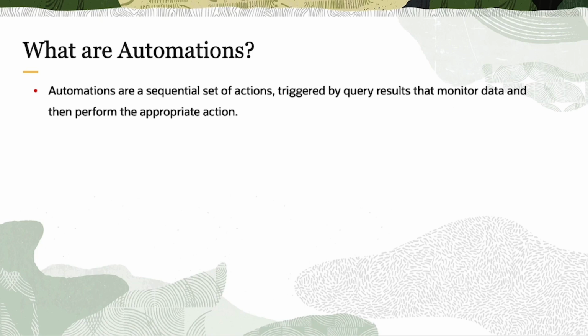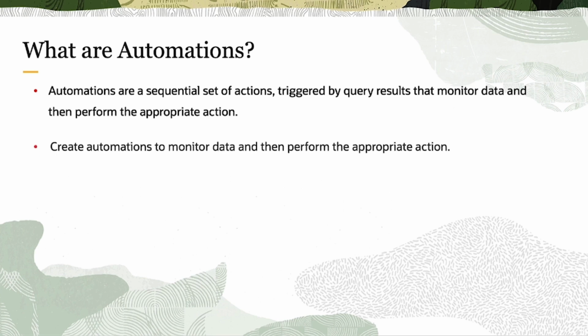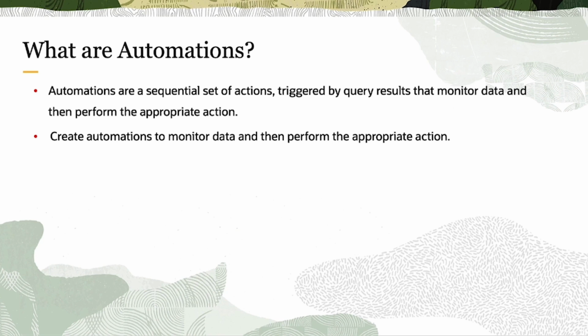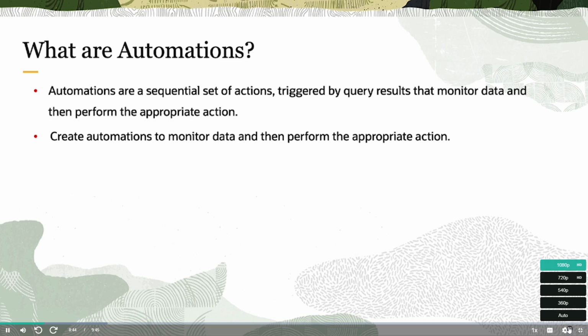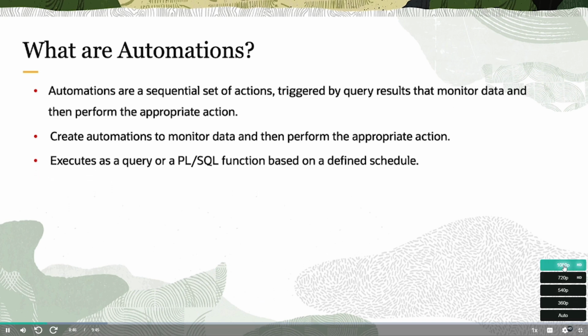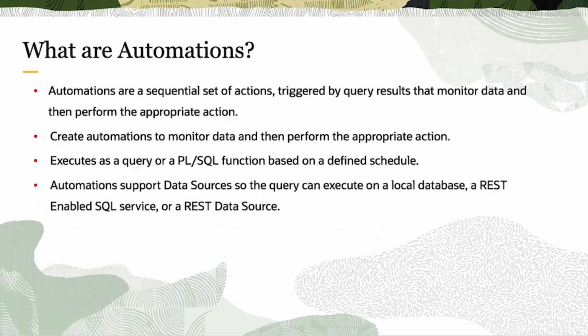What are automations? Automations are a sequential set of actions triggered by query results that monitor data and then perform the appropriate action. Create automations to monitor data and then perform the appropriate action. Common automation use cases include approving specific requests and sending email alerts. An automation executes as a query or a PLSQL function based on a defined schedule. Automations support data sources, so the query can execute on a local database, a REST-enabled SQL service, or a REST data source.